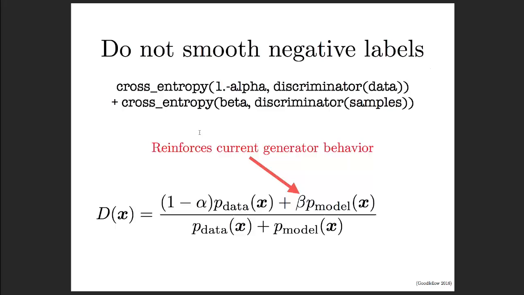If the generator is making lots of weird pictures of grids, and we assign beta times p model to those weird pictures of grids in the discriminator, we will just ask it to keep making weird pictures of grids forever. And the gradient near those images will not steer you away from them. So that's why we always set beta to 0 and only really smooth using the alpha term on the left term.